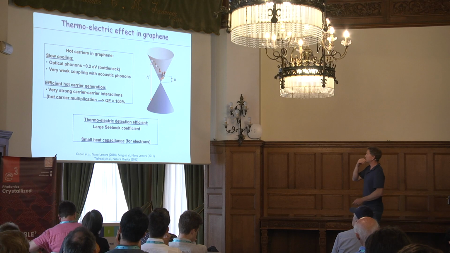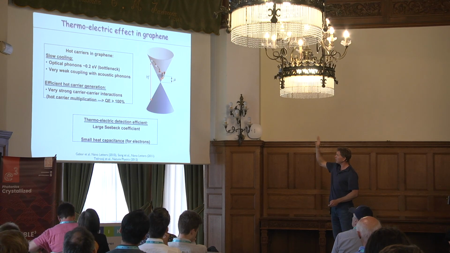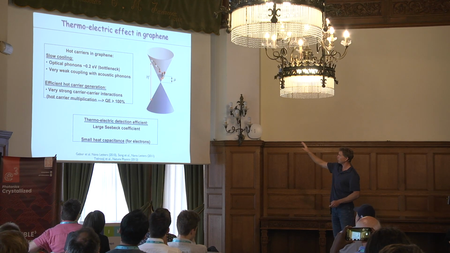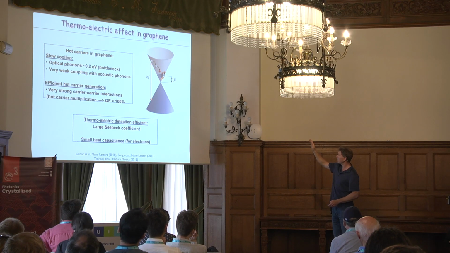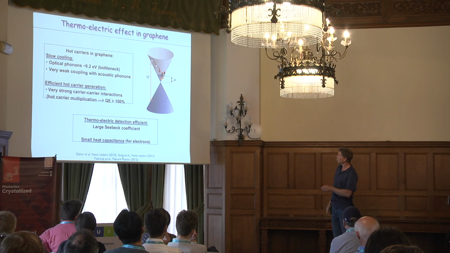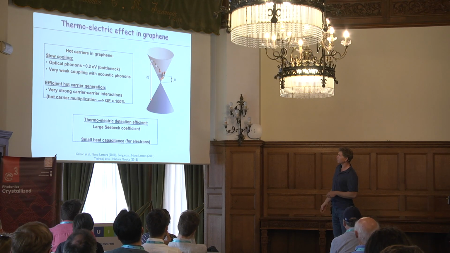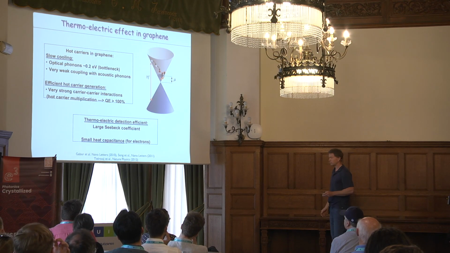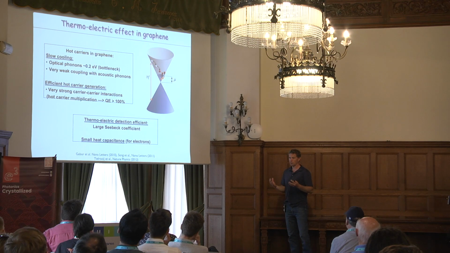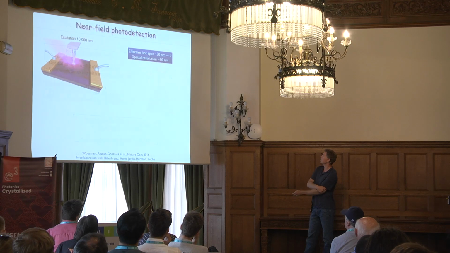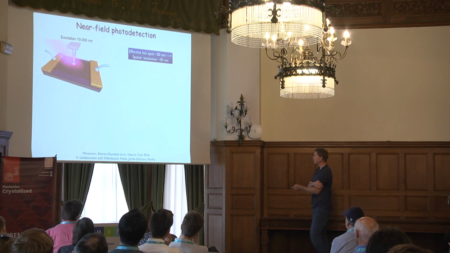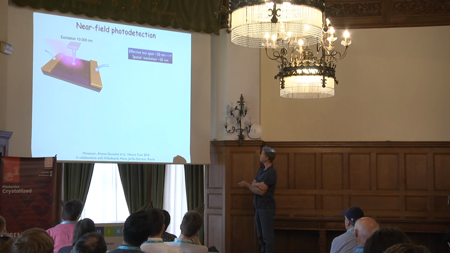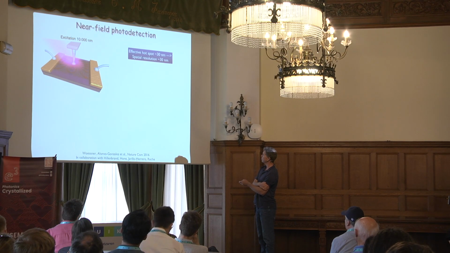I will skip this. I will just mention quickly that in graphene, the photothermoelectric effect is strong not only because the Seebeck is large, but also because the coupling between electrons and phonons is very weak. That means the electrons get relatively hot, and I think that's the reason why this photocurrent nanoscopy works so well. Initially, we started doing that in 2016. We did this on CVD graphene.